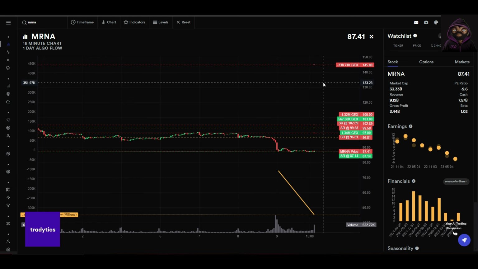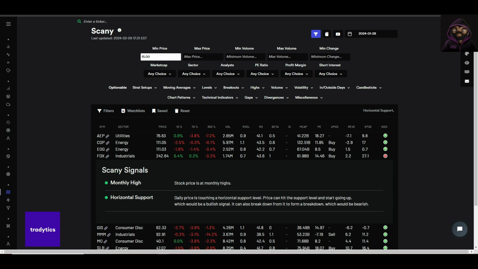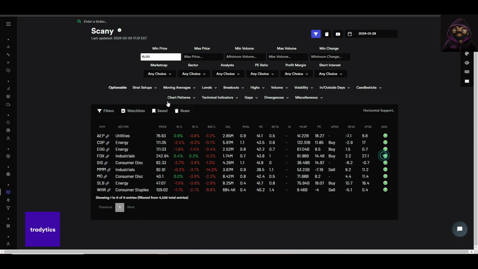I try not to make this difficult on myself or anyone else. I kind of scan through Scanny, and I can show you that real quick. I scan through Scanny, I choose anything over 15, and then I click optionable here. And then for just levels, I look for horizontal support and horizontal resistance, and I start looking for certain things.